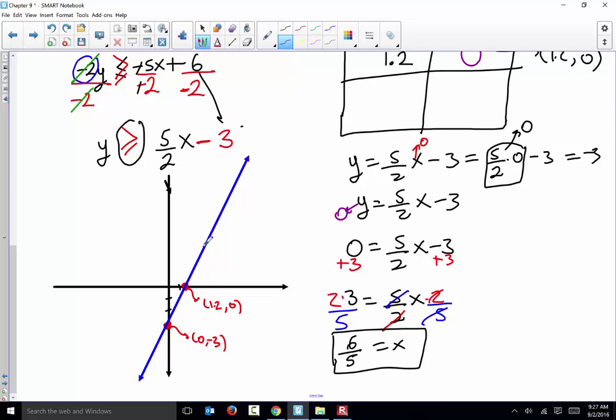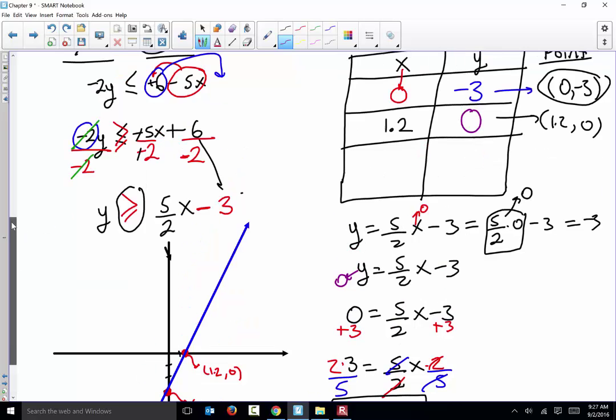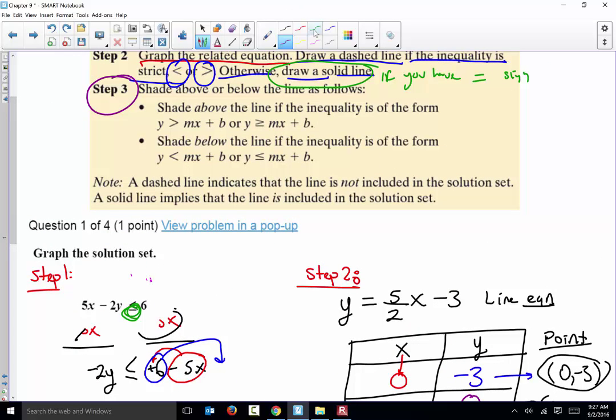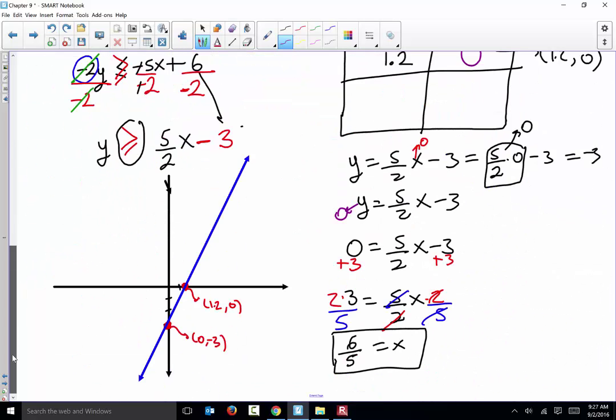How do you get the right part? How do you choose the right side? Here, if you see the greater or greater equal signs, you are shading above the line. If you see less than symbol or less equal symbol, we are shading below the line. Does it make sense? So which way are we going to shade?